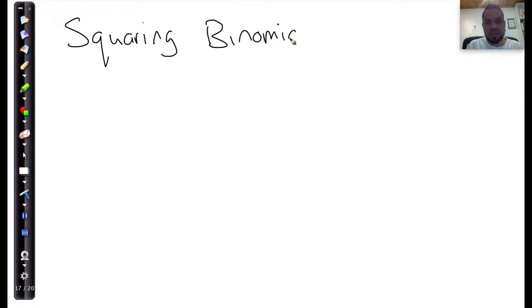So hello and welcome back. We're going to now start looking at something called squaring binomials. Now, to give you a recap of what squaring is, that's very easy. Whenever we square something, we multiply it by itself.